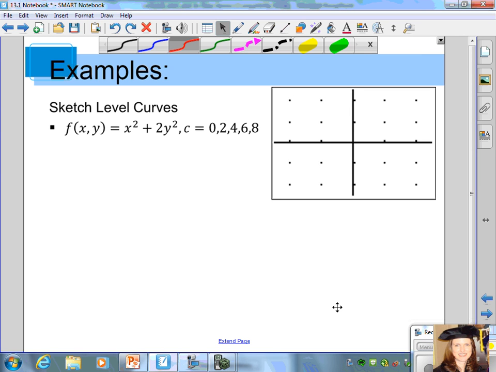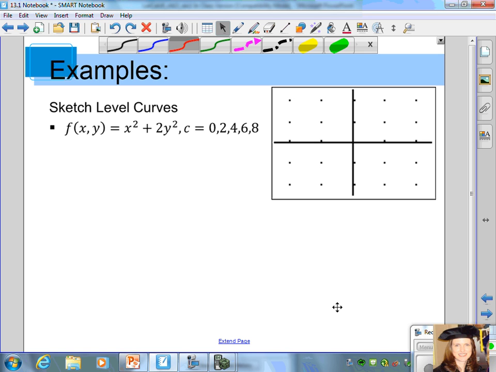In this section of 13.1, we're going to be trying our hand at sketching level curves. Our function f of x, y equals x squared plus 2y squared. This represents a surface in space, a 3D surface. But as you know from experience, those 3D surfaces can be kind of tricky to graph. So the idea here is to sketch a two-dimensional contour map, or sketch those level curves.